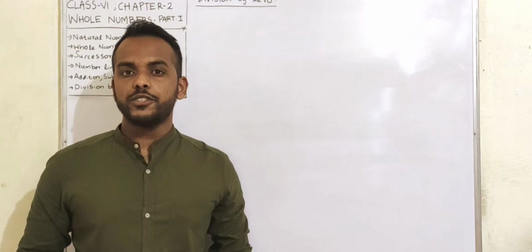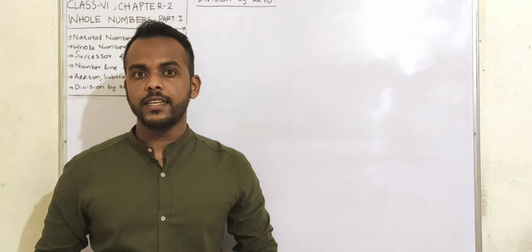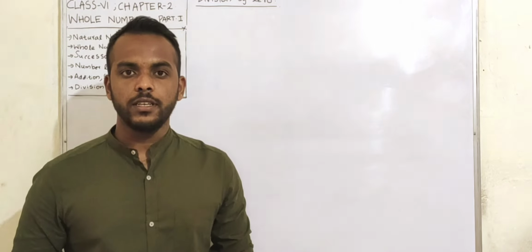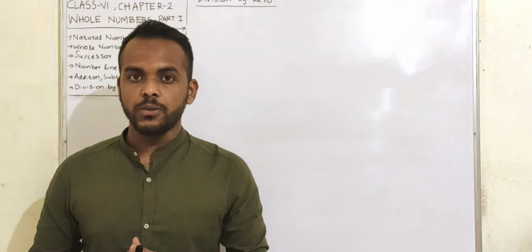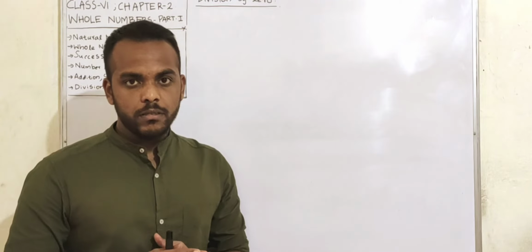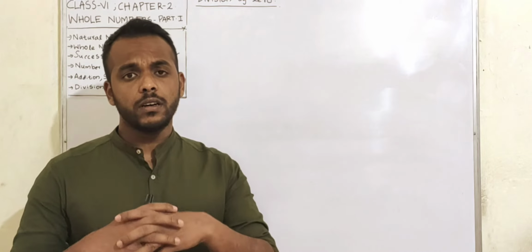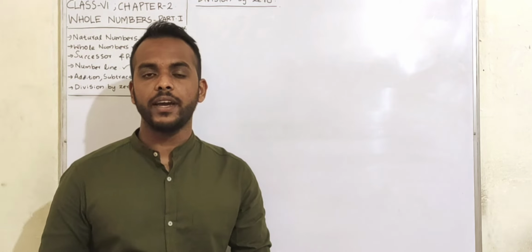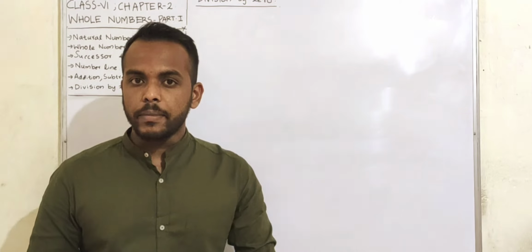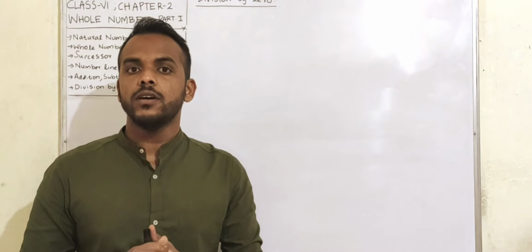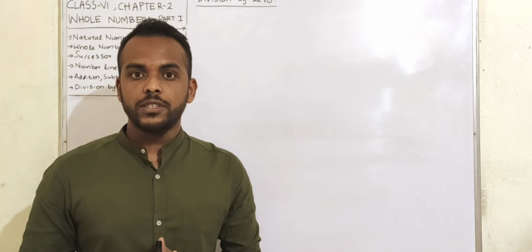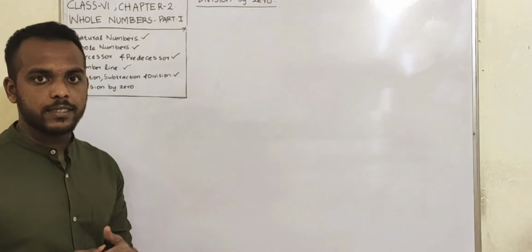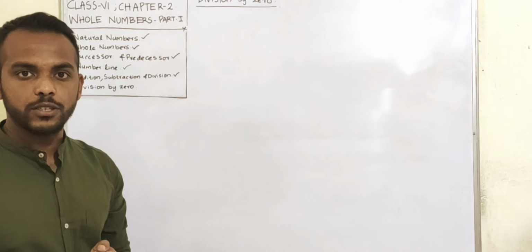I hope you understood how to do addition, subtraction and multiplication using number line. Now let's see a small portion called division by zero in this chapter. This is not a question or a topic that you will be asked in the examination. But as mathematics students, you are supposed to know this kind of idea. So let's see what the idea of division by zero is.